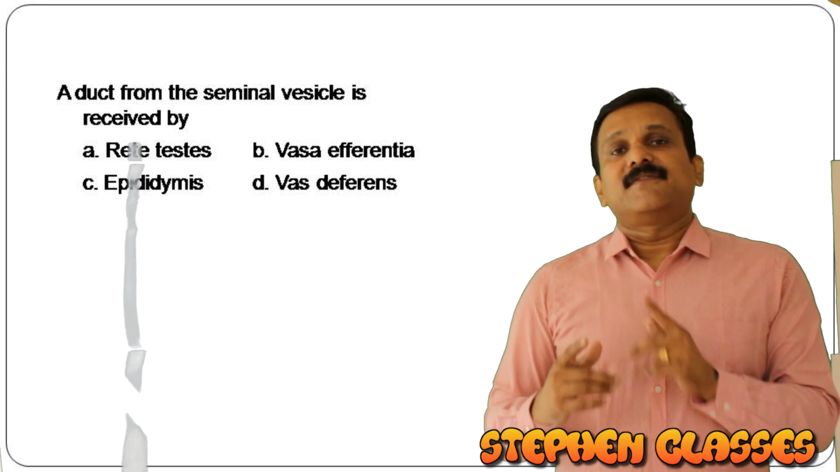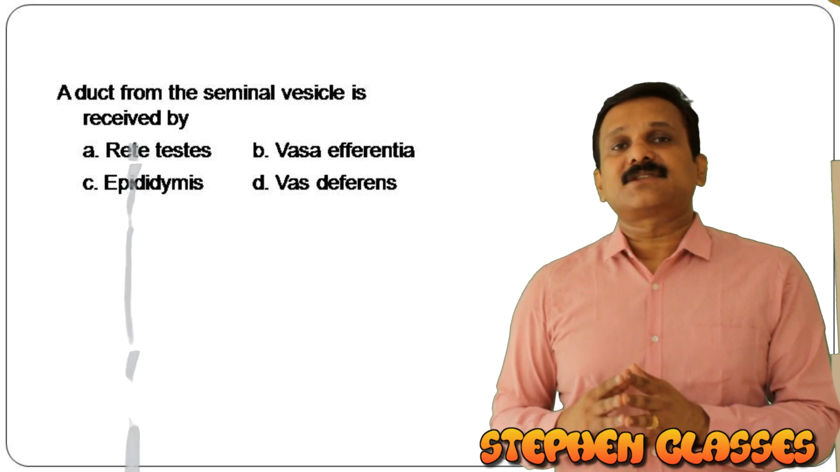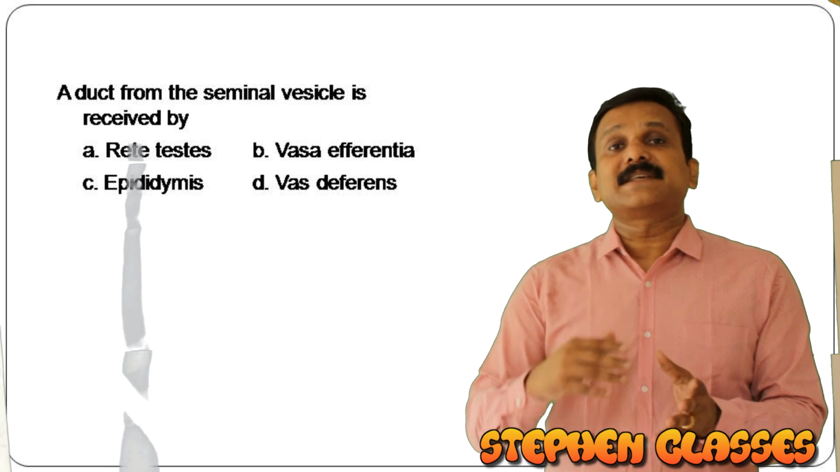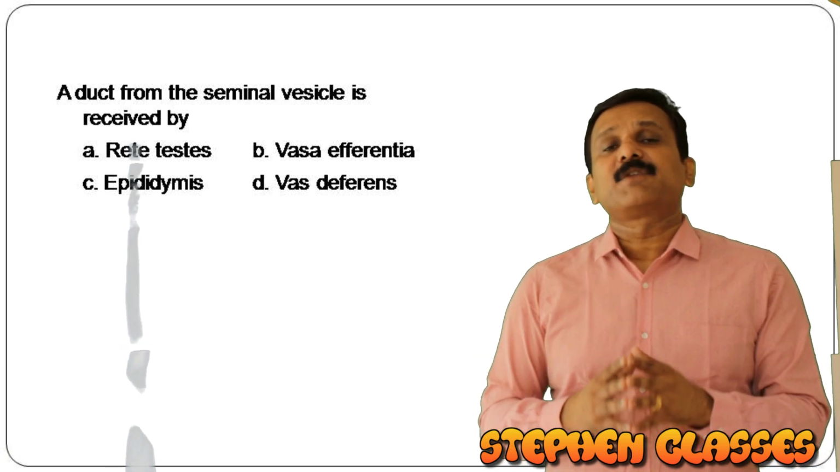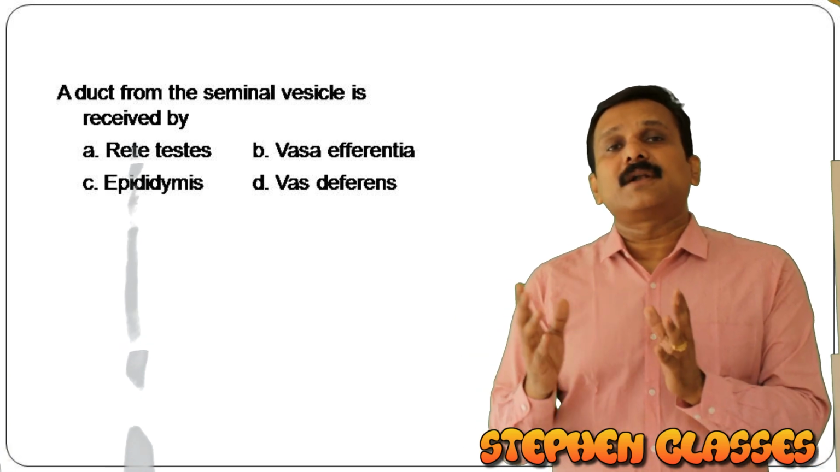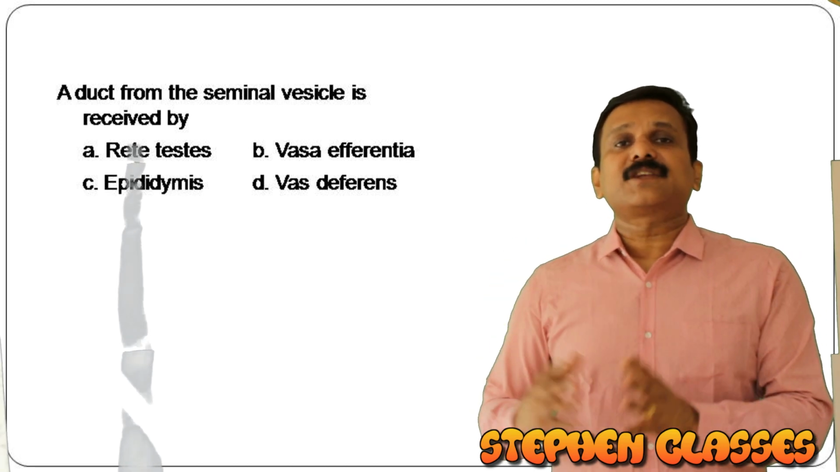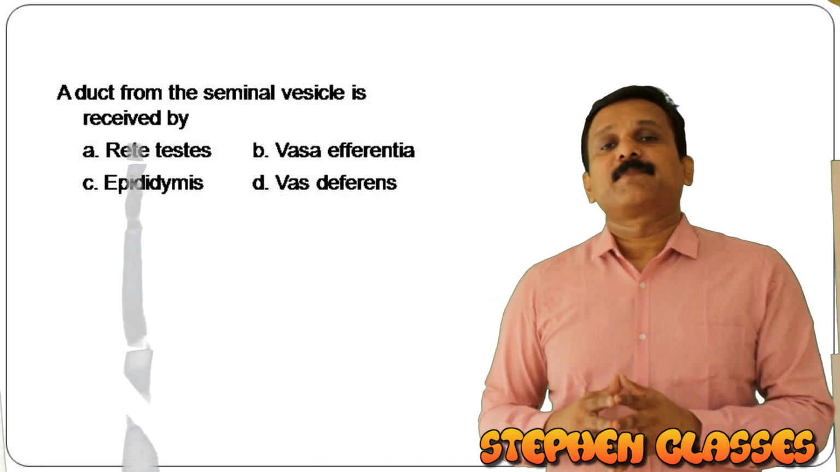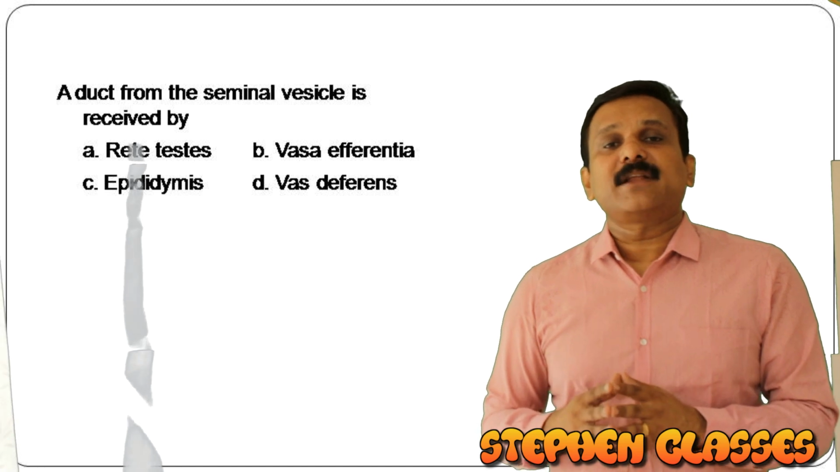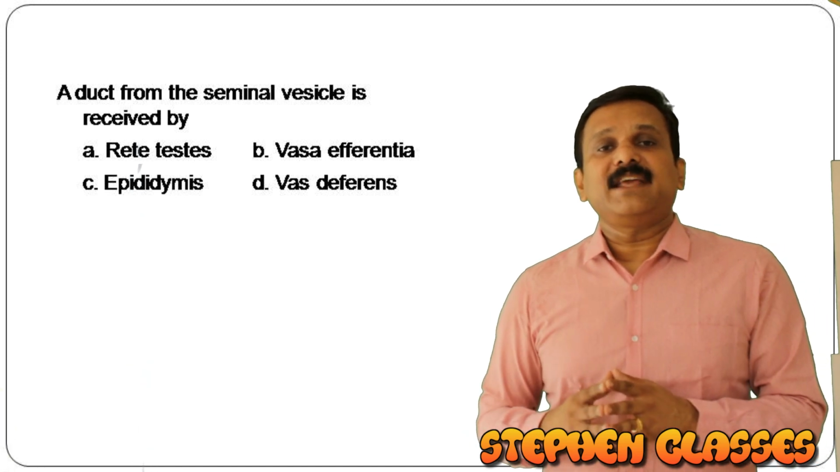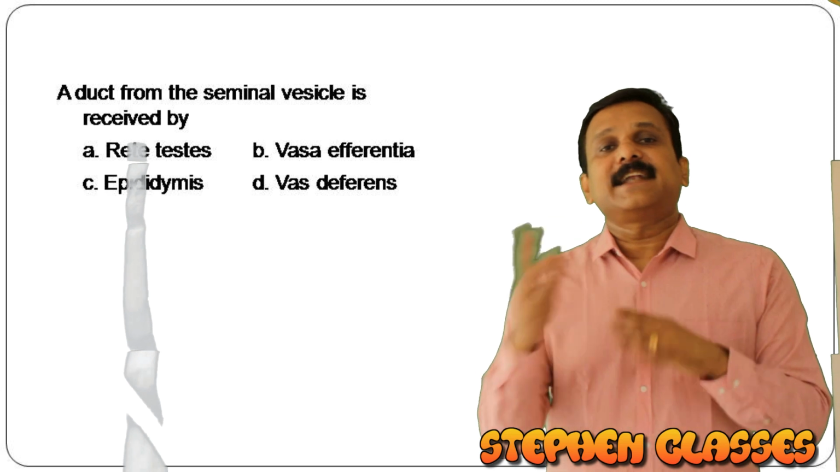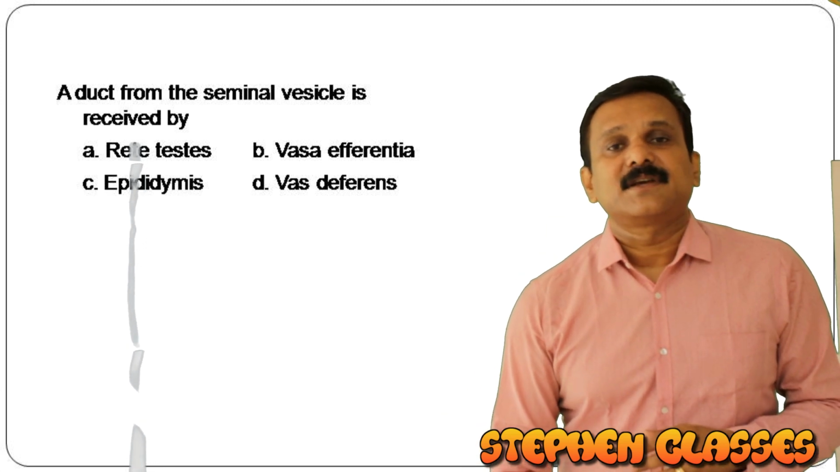And remember, if there is an option like ejaculatory duct, what is the ejaculatory duct? After receiving a duct from the seminal vesicle, this vas deferens is now termed as the ejaculatory duct, and the ejaculatory duct will join with the urethra. So here the answer will be option D. Again, the ducts are given in the options. It's very clear.